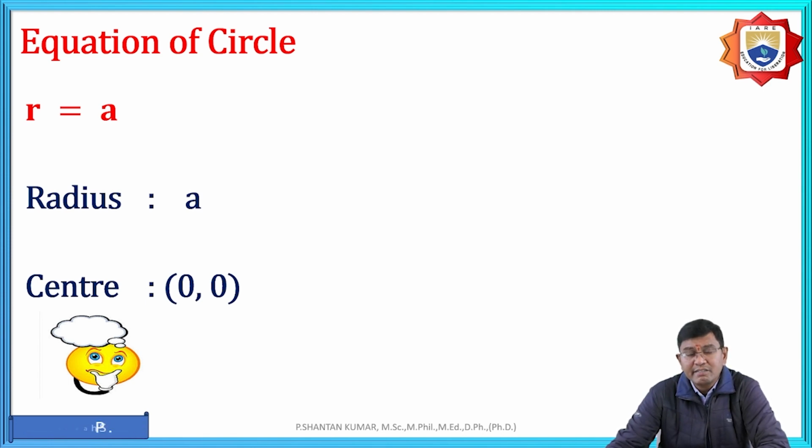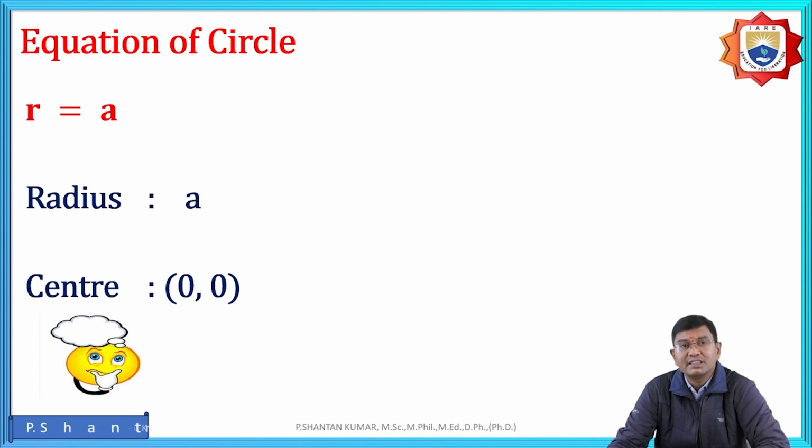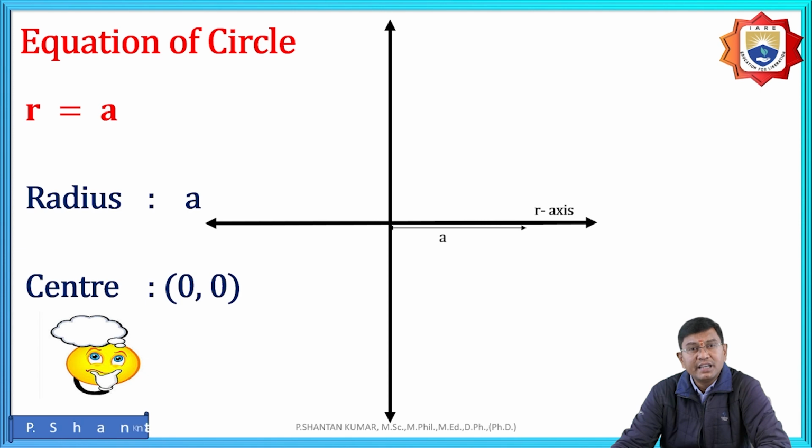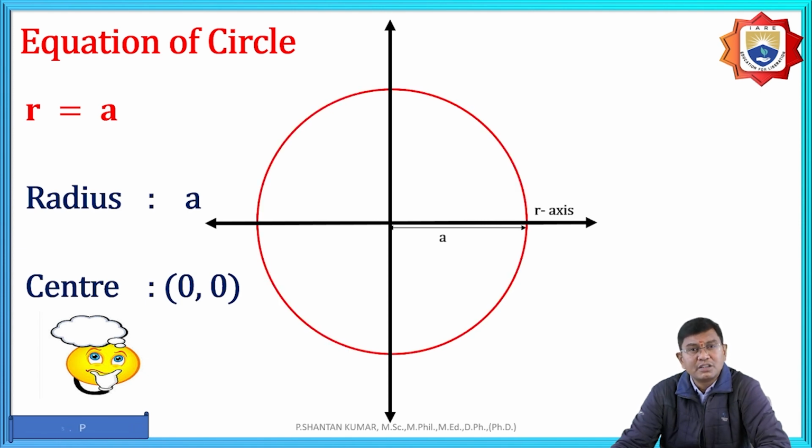While the equations are given under polar coordinates, the structure is based upon the circle. Here the center is the origin, that is 0 comma 0, and whatever constant value a is given is considered the radius. When we draw the diagram, it is clear that a is the radius, and the circle is centered at 0 comma 0, passing through the origin with radius a.